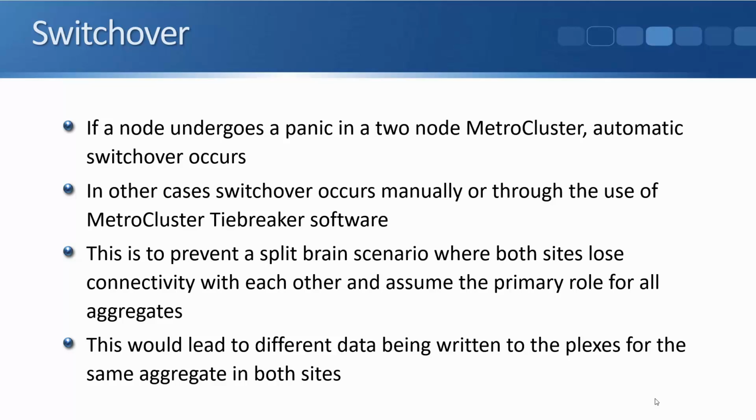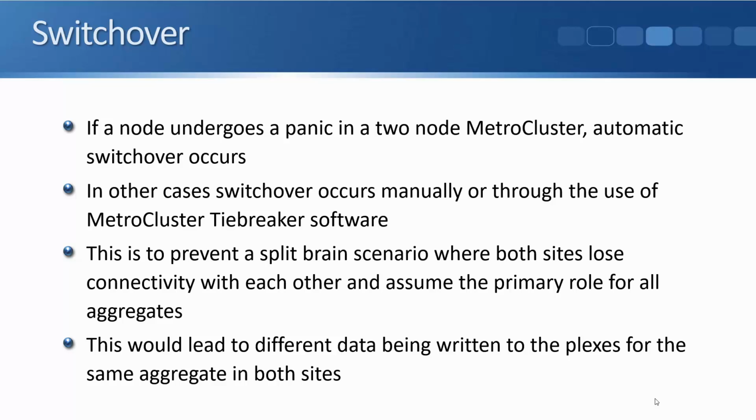This is to prevent a split brain scenario where both sites lose connectivity with each other and assume the primary role for all aggregates. We need to avoid a split brain scenario at all costs, because it would lead to different data being written to the plexes for the same aggregate in both sites. Clients in site 1 would be writing to aggregate 1 there. Clients in site 2 would be writing to their plex for aggregate 1 in site 2, and we would have 2 different inconsistent copies of the data in the same aggregate.